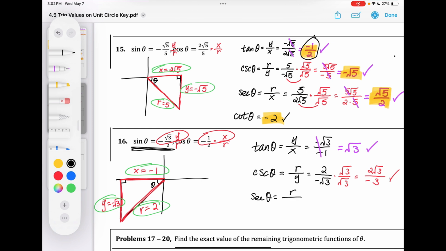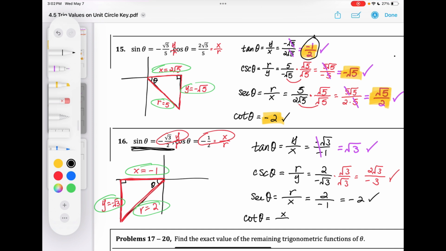Moving on, what will be my secant? Secant is equal to r over x. What you see is what you got. So I got 2 over negative 1. So as we mentioned, the final answer will be negative 2.